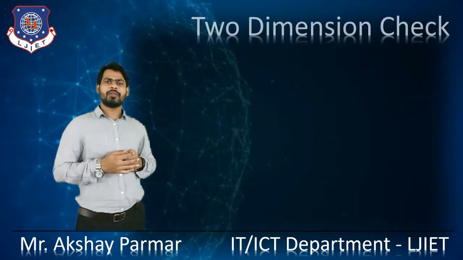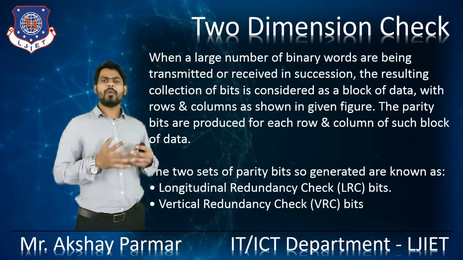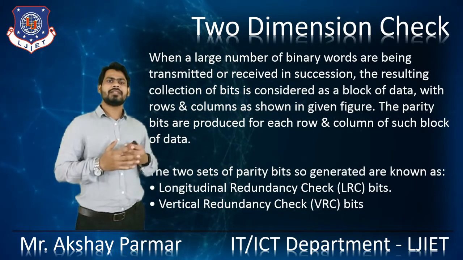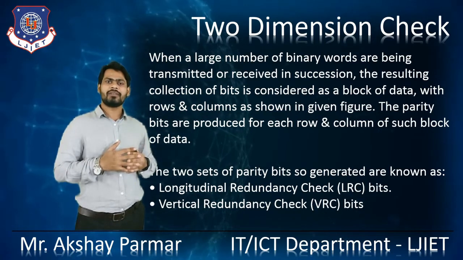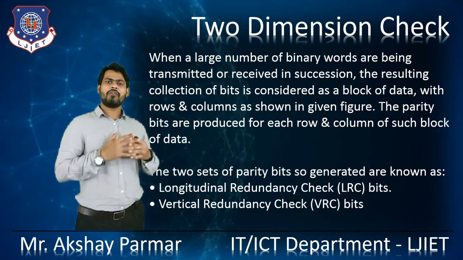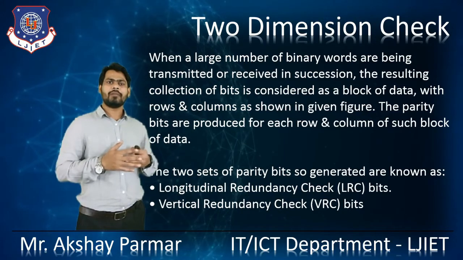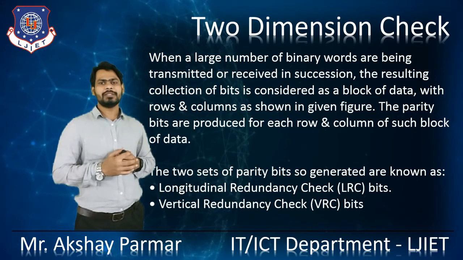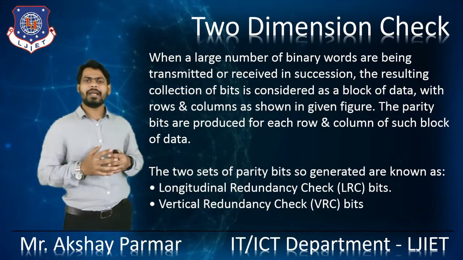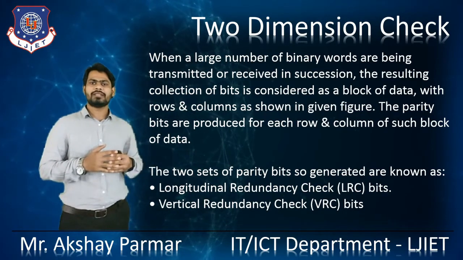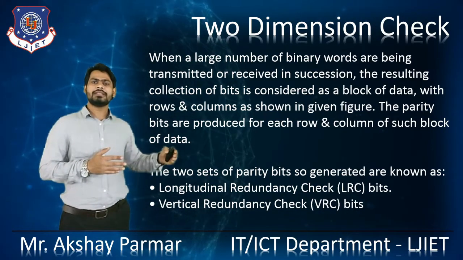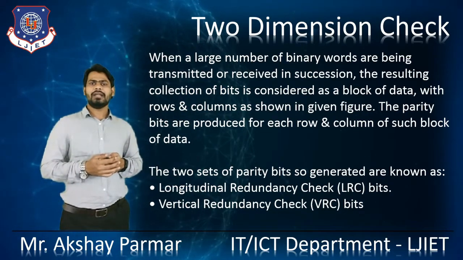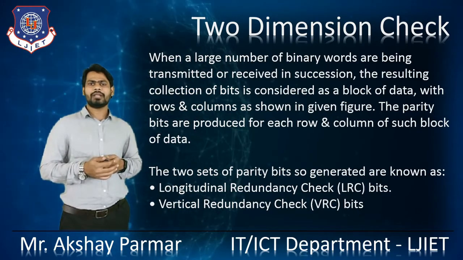Let's move forward to the two-dimension check, right? So when a large number of binary words are being transmitted or received in succession, the resulting collection of bits is considered as a block of data, right, with rows and columns. The parity bits are produced for each row and column of such a block of data. The two sets of parity bits so generated are known as the longitudinal redundancy check (LRC) bits and the vertical redundancy check (VRC) bits. So right, let's discuss how it works.